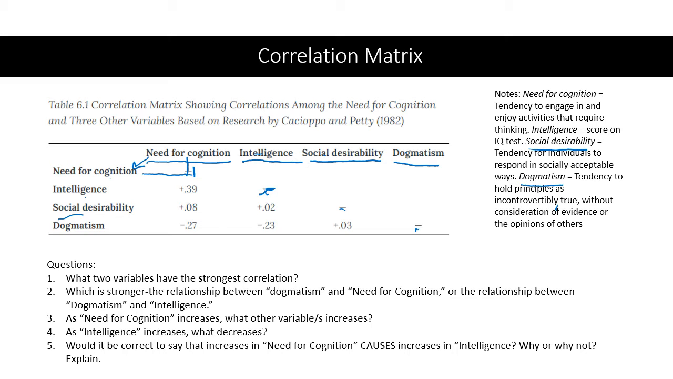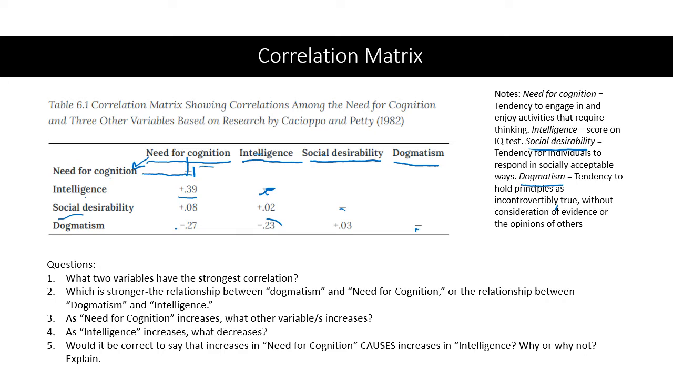So the relationship between intelligence and need for cognition is 0.39, a positive correlation. As intelligence goes up, need for cognition goes up. You can see that dogmatism, or rigid grasping onto principles, decreases as need for cognition increases, at a negative, weak to moderate effect, minus 0.27. Dogmatism decreases as intelligence increases. And none of these have much of a relationship to social desirability.